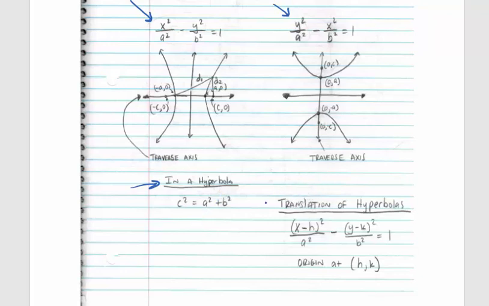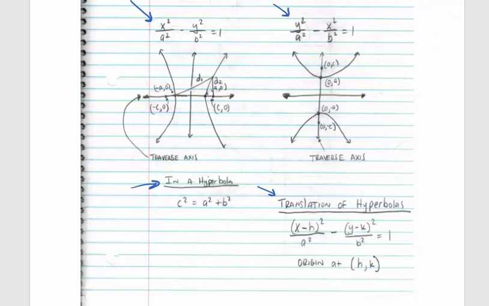Translation of a hyperbola looks very similar to translation of an ellipse. So we still have a minus sign in here, which is given to us in a hyperbola, and then x minus h, y minus k. The center of our hyperbola then is going to be at (h, k), and notice again the signs are opposite. If it's minus h up here, it's a shift of a positive h, and minus k is a shift of a positive k.